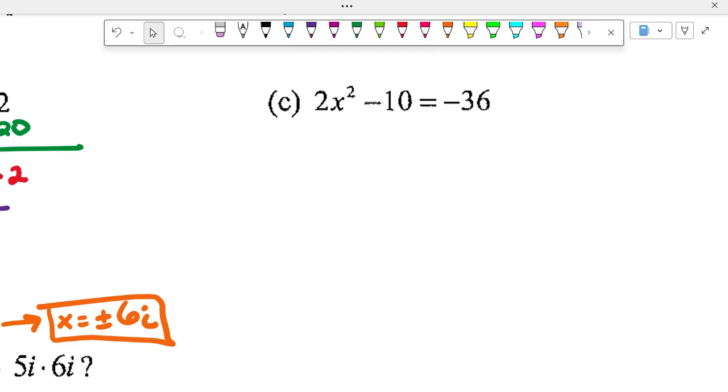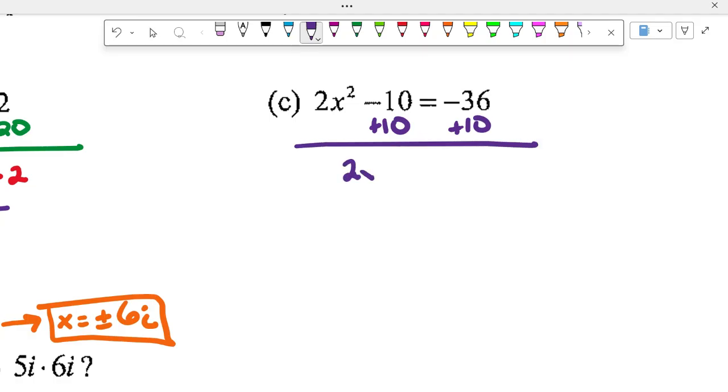All right, let's go over this one. So, what is my first step? Jared. Subtract it or add it. I'm going to add the 10 to both sides. I get 2x squared is equal to negative 26.